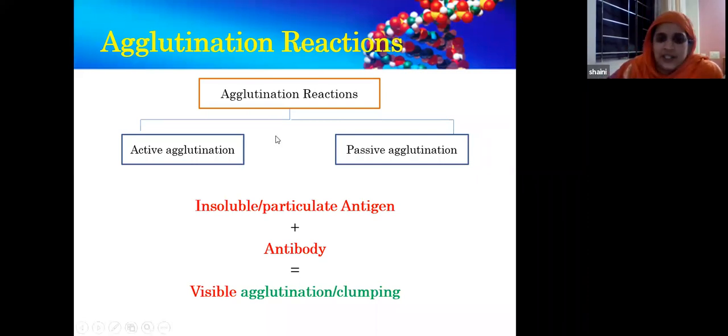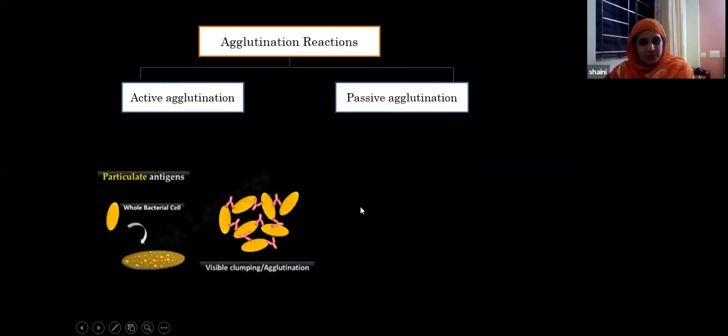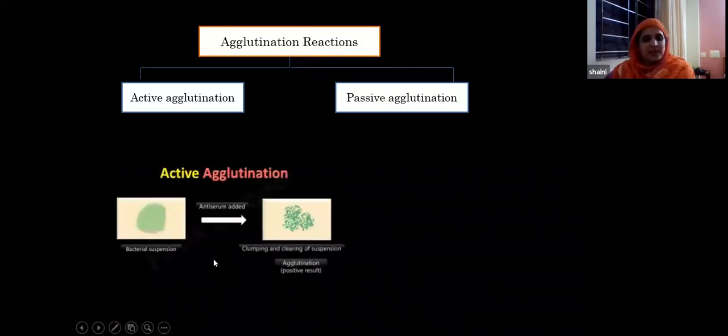Now, next is the agglutination reaction. In agglutination, it is one step ahead. Here the antigen is usually particulate or insoluble, and to that we add an antibody. Again, you can see visible agglutination or clumping. Agglutination reactions are commonly used even now. Here, to the particulate, the whole bacterial cell, antibodies come and bind, and these bacterial cells and antibodies together form a visible clumping.